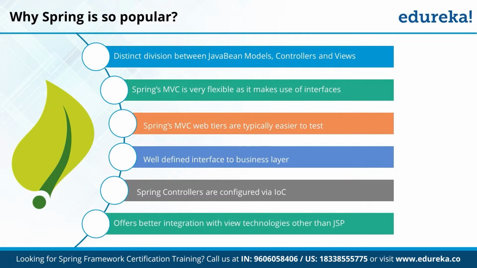Then Spring MVC web tiers are typically easier to test. We also got testing modules available in the Spring Framework itself. So JUnit and all is available. So we can use the testing frameworks. Then a well-defined interface towards the business layers. Spring controllers are configured via inversion of control. So guys, there is something known as IOC, which is the core of the Spring Framework. We're going to understand it practically, what exactly this term IOC is.